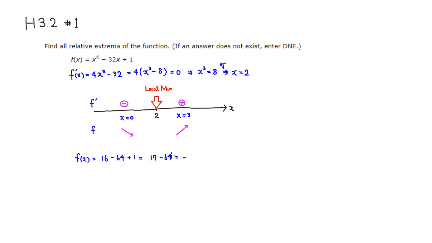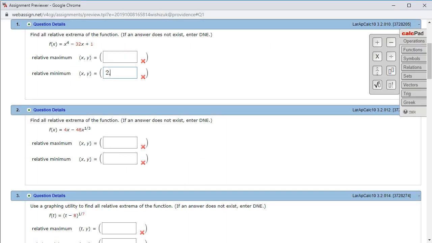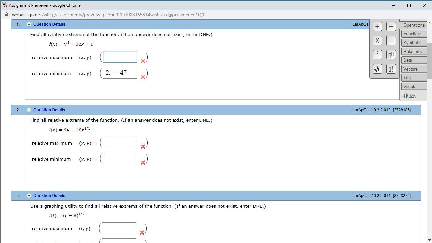Let's see, 14 minus 7 is 7, 5 minus 1, so negative 47. So we type it in. We got negative 47, and the maximum does not exist.